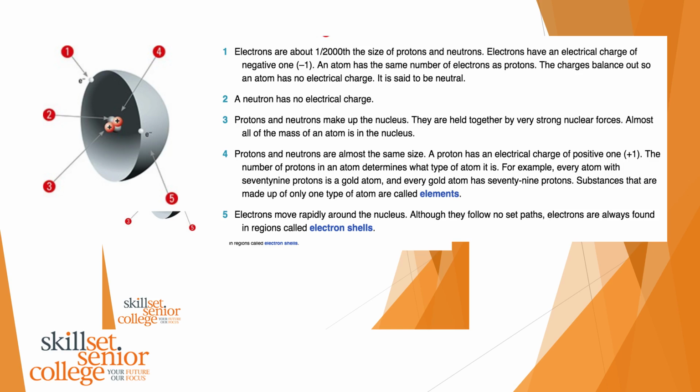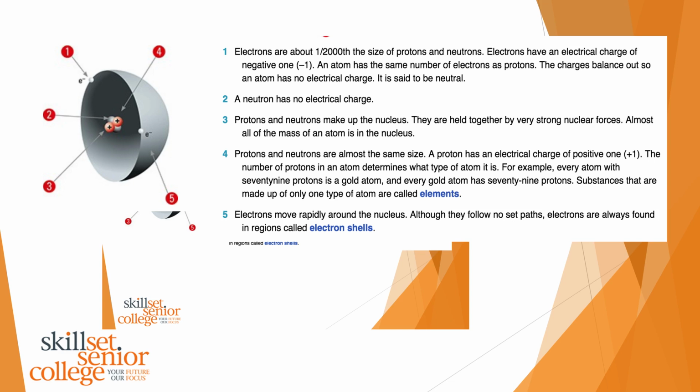So I'm just going to read through this very, very quickly, but just to remind ourselves, the electrons are about 1/2000th of the size of a proton or a neutron, so they're a lot smaller than the neutrons and protons in the nucleus. Electrons have an electrical charge of -1, so we know they're negatively charged. Remember last year I said the way to remember it would be if we were paying our electricity bill, it's a negative experience. Electrons are negatively charged. An atom has the same number of electrons as protons. The charges balance out, so no atom has an electrical charge. It is said to be neutral.